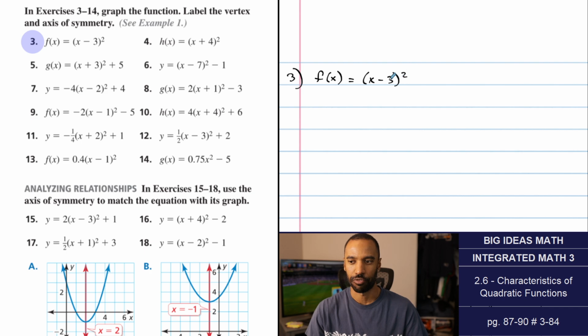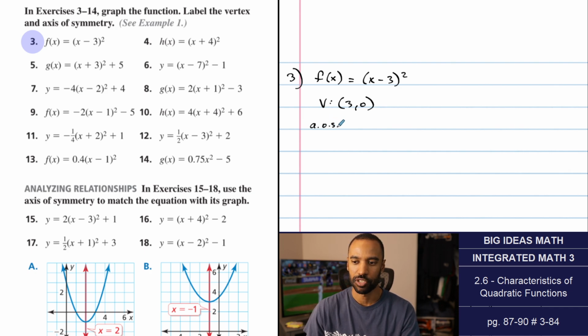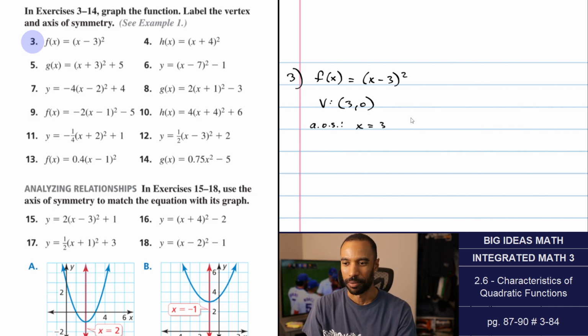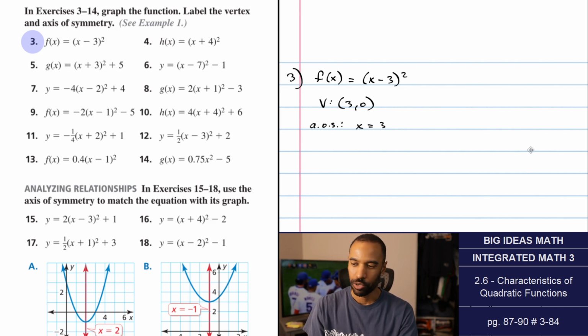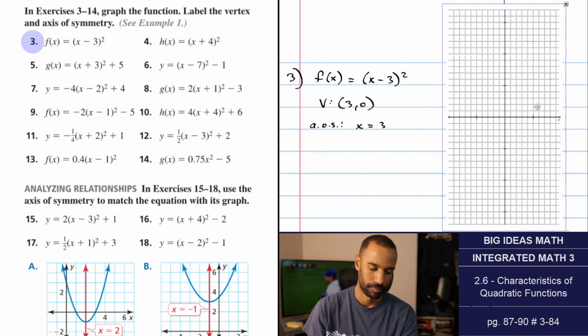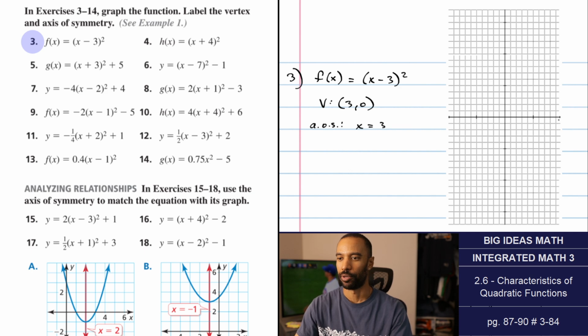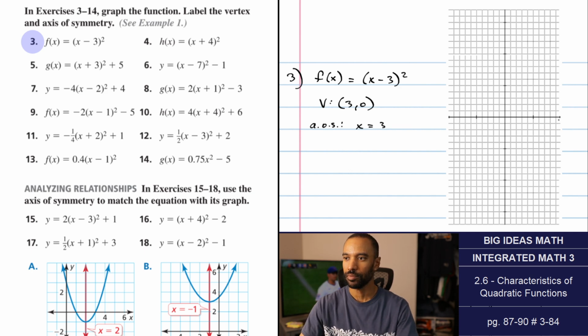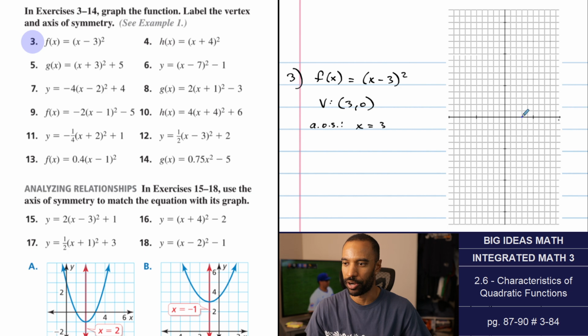I want to tell you what the vertex is first. The a is 1. The k is 0. The vertex is at hk, which is at 3, 0. The axis of symmetry will be at x equals the h value, which is x equals 3. Okay, so I'm going to be using this kind of graph paper right here, these graph axes. I'll attach that. Vertex is at 3, 0. Axis of symmetry is x equals 3.